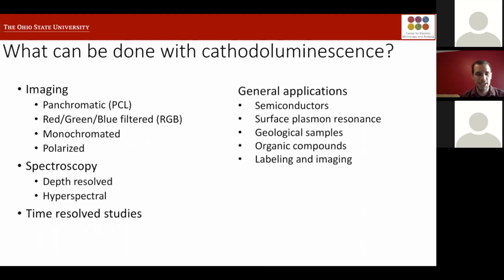So general applications, it's basically everything. There's been a lot of work looking at semiconductors with this to look at band gaps and different impurities and dopants in your sample, along with surface plasmon resonances of nanoparticles, because we can get really high resolution with our electron beam itself. It's a very mature field looking at geological samples. And then kind of an understudied thing that I've found is looking at organic compounds, or also labeling and imaging for cellular structures.